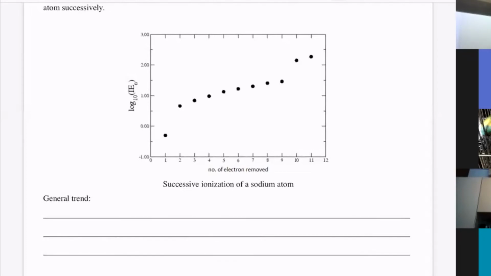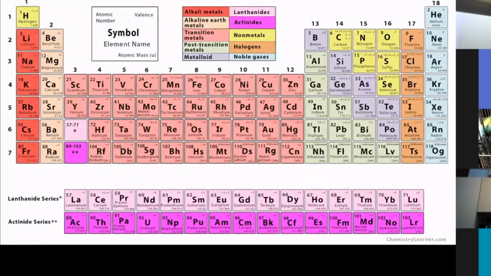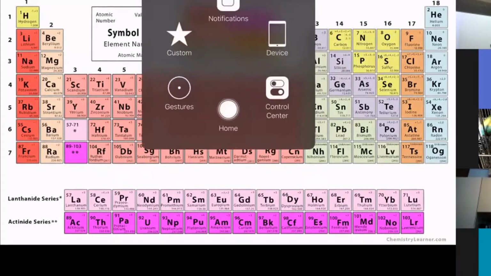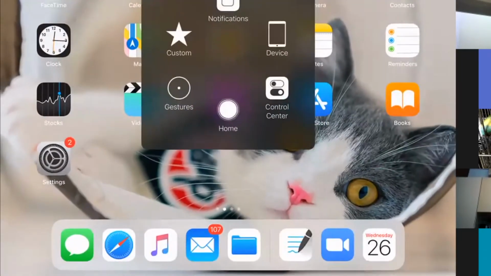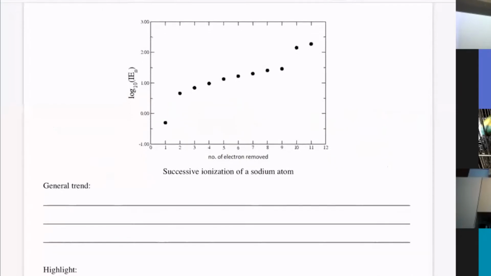It's from the 3rd period. Let's see, that's a periodic table. So sodium, 3rd period, group 1. Okay, I'm asking about the general trend on this. This is correct, right? I'm revising. Okay, but what's the general trend here?